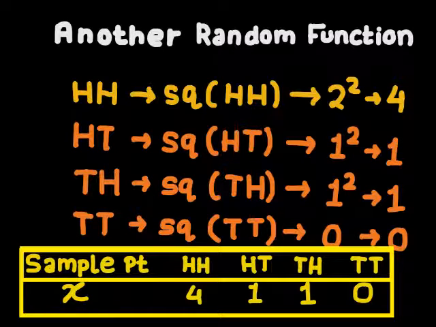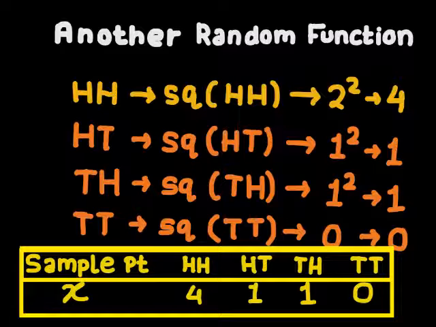It can be noted that many other random variables could also be defined on this sample space. For example, the square of the number of heads. So capital H gives, or is represented by, the square of the outcome, that is the square of HH is given by 2 to the power 2, which gives 4.